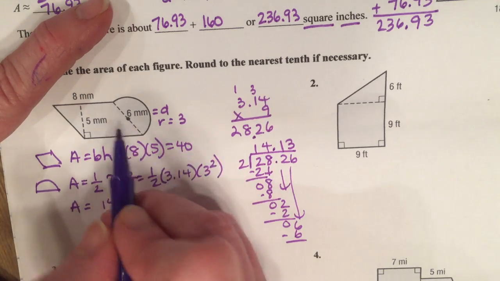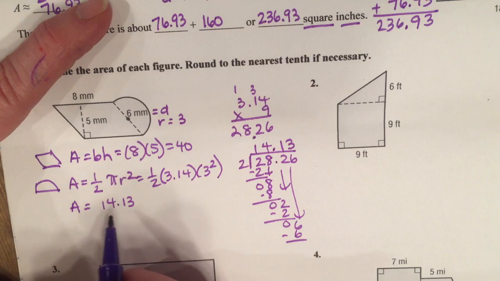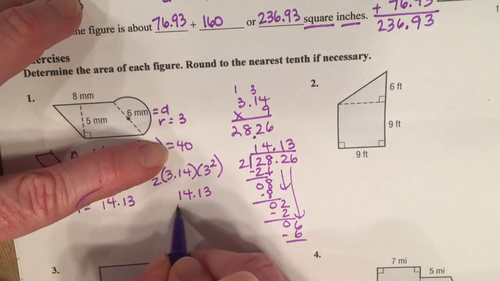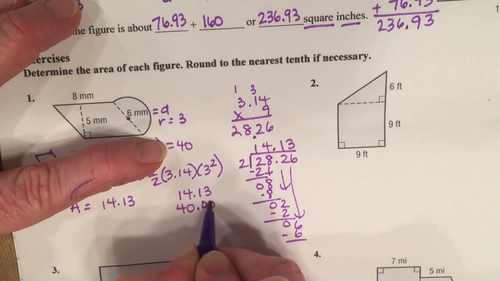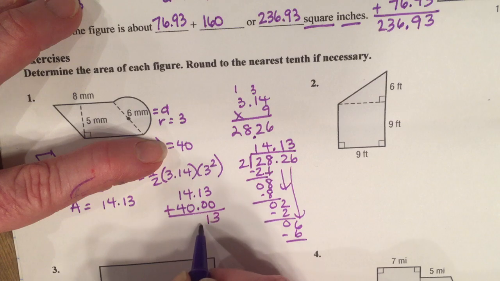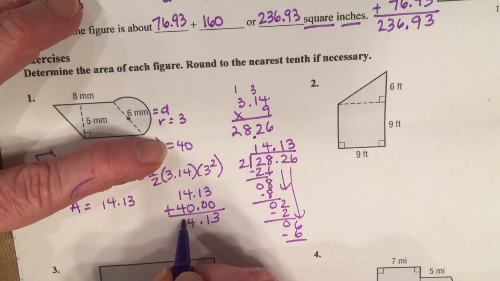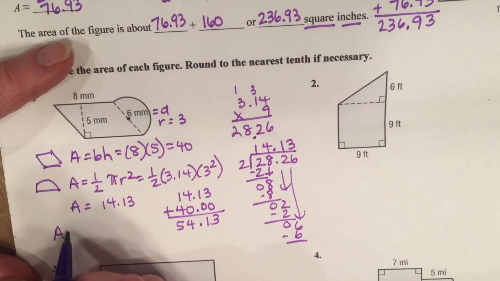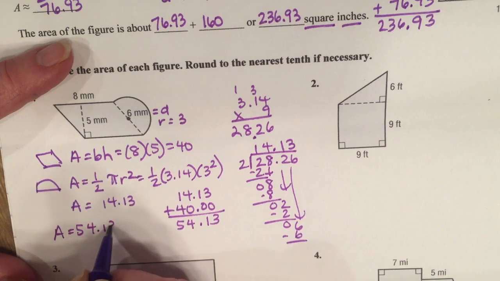And now if I put these two areas back together, I would be adding them together. So 14.13 plus the area of the parallelogram was 40. So add your zeros so that your decimals line up. This would be 3, 1, bring down your decimal, 4, and 5. So the area of the total figure then is 54.13.